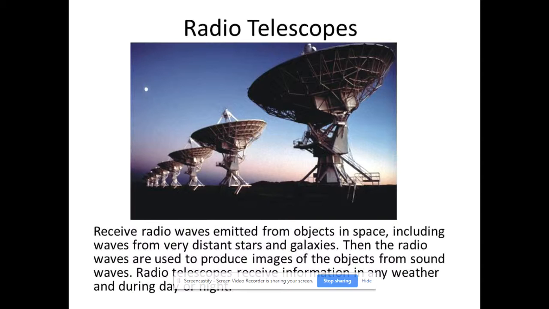The good thing about radio telescopes, definitely write this down, guys, is that they can receive information in any weather during day or night. They are not blocked by clouds, and they can still work in the daytime. You can't use reflecting and refracting telescopes at daytime because it's too bright, so you can't see any stars. And you can't use them at night if it's cloudy because there's no light getting through to your telescope.